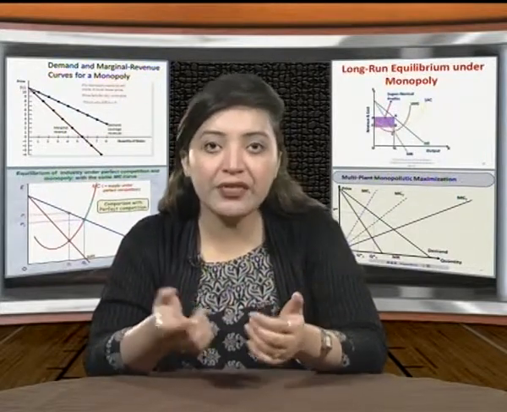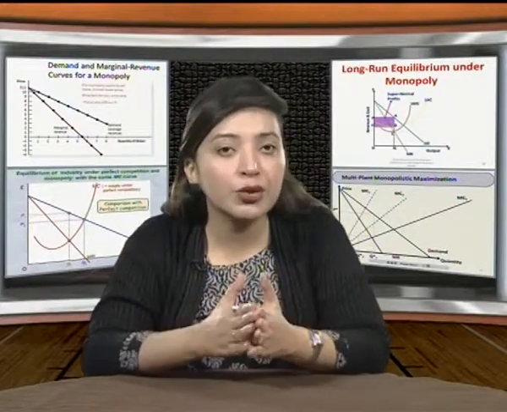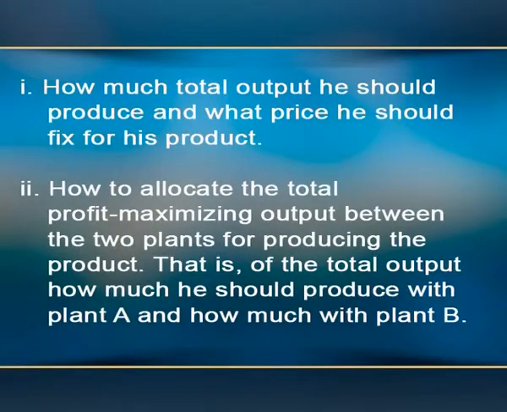In order to achieve his goal of profit maximization, he has to take the following two decisions. First, how much total output he should produce and what price he should fix for his product. Second, how to allocate the total profit maximizing output between the two plants for producing the products. That is, of the total output, how much he should produce with plant A and how much with plant B.